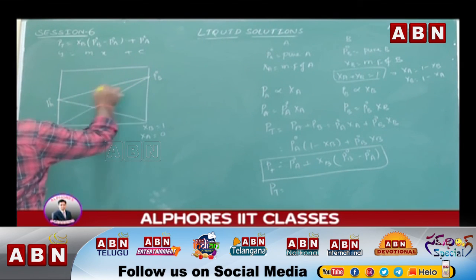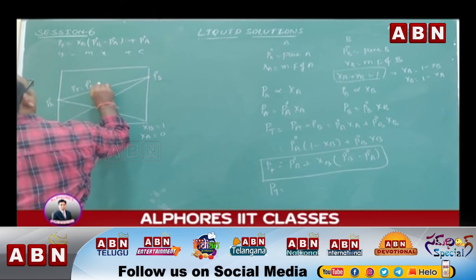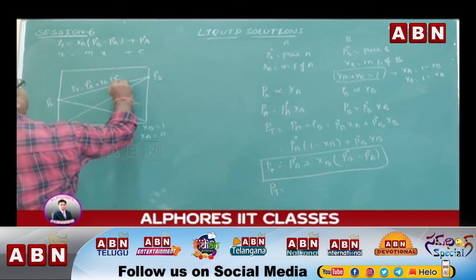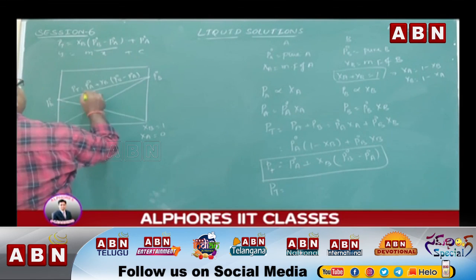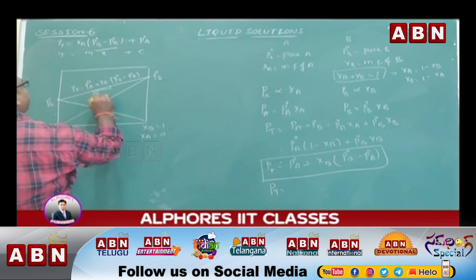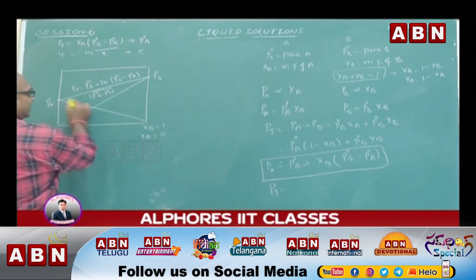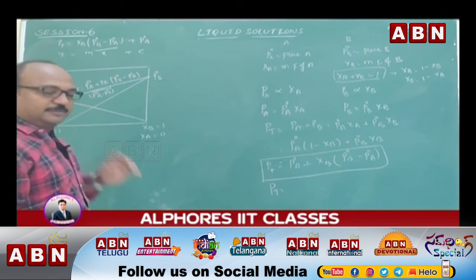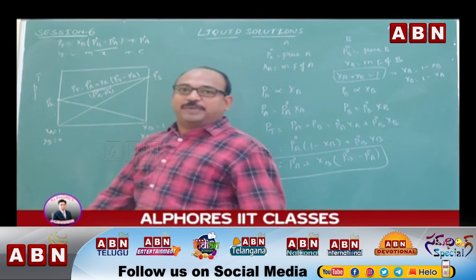Now this line is nothing but P total is equal to P naught A plus XB of P naught B minus P naught A. This line indicates P total, and for this one the slope is P naught B minus P naught A. This line is nothing but P naught B, and this line is nothing but P naught A. And here this is P external, this is pressure, vapor pressure.